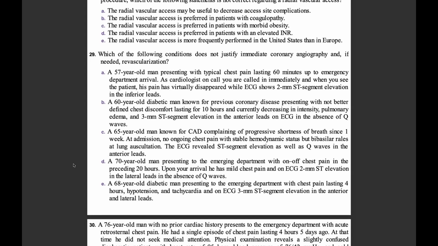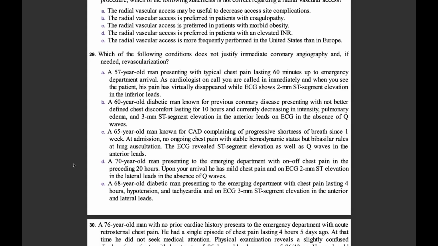So for this patient, the patient arrives in the clinic within less than that window period talked about, less than 12 hours. The patient arrived in 60 minutes to the emergency, and the patient initially had chest pain, which has however disappeared. However, ECG is suggestive that the patient actually had an inferior MI.